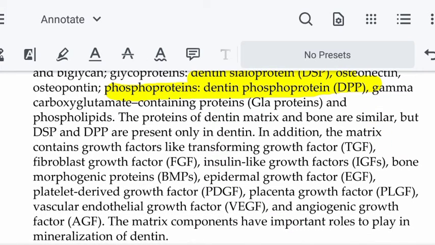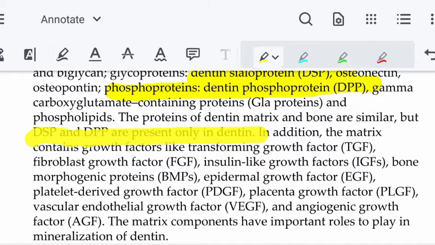Next, the proteins of dentin matrix and bone are similar. The matrix of dentin and bone have proteins which are similar, but DSP and DPP are present only in dentin. What are DSP and DPP? Dentin sialoproteins and dentin phosphoproteins. They are present only in dentin.